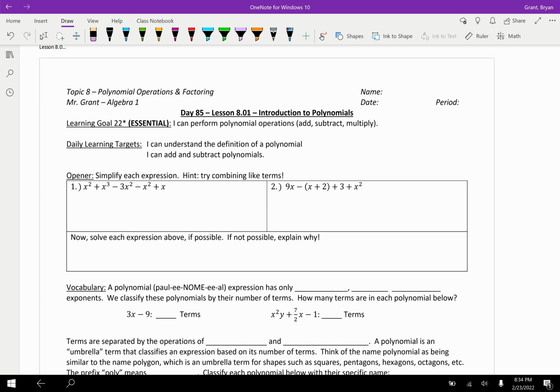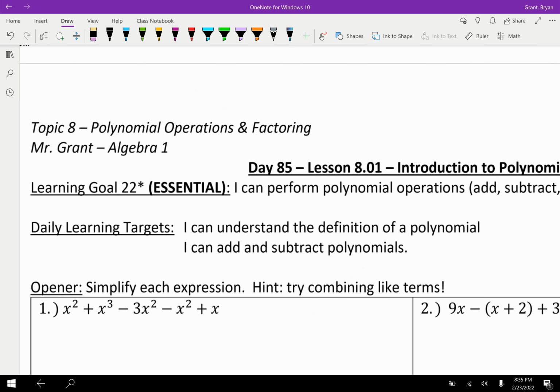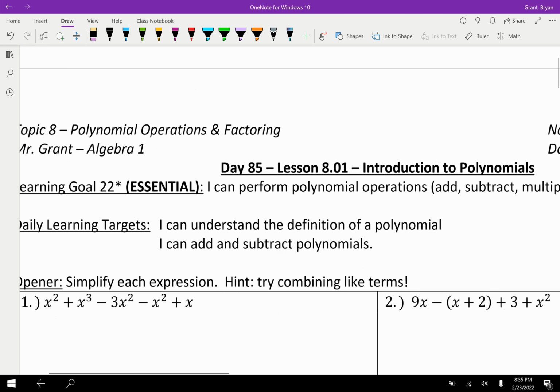Hello, Algebra 1 students. Congratulations on getting through Topic 7, which was our Introductions to Quadratics and Vertex Form, and welcome to Topic 8. Topic 8 has a pretty impressive sounding title. I'll zoom in on it here. It says Polynomial, and we're going to work on that word, Operations and Factoring.